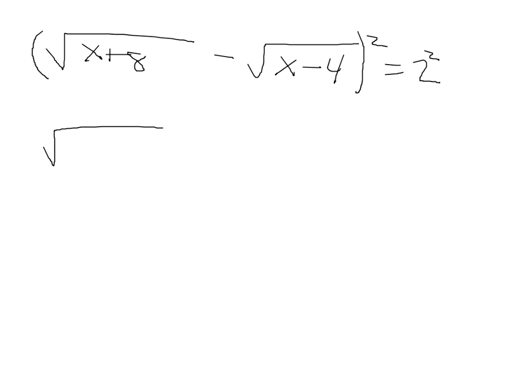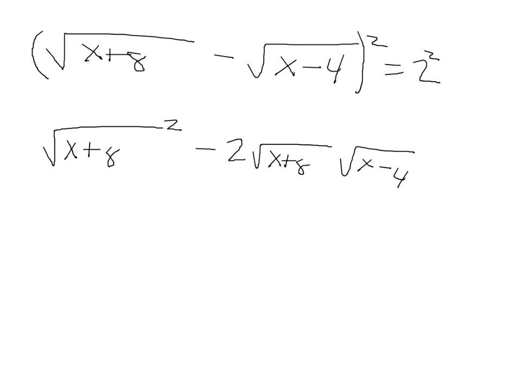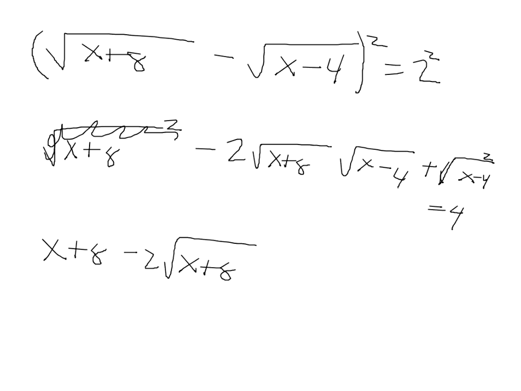So we square both sides, and so that gives us x plus 8 squared minus 2 times the square root of x plus 8 and x minus 4, and then plus x minus 4 squared equals 4. So that cancels. I get x plus 8 minus 2 square root of x plus 8 times x minus 4, plus x minus 4 equals 4.